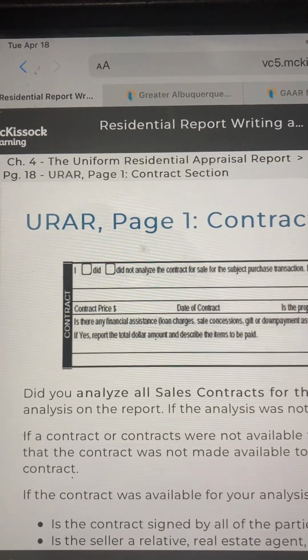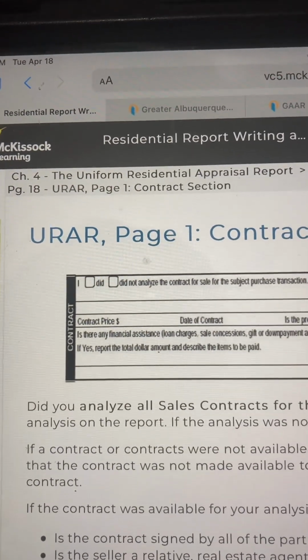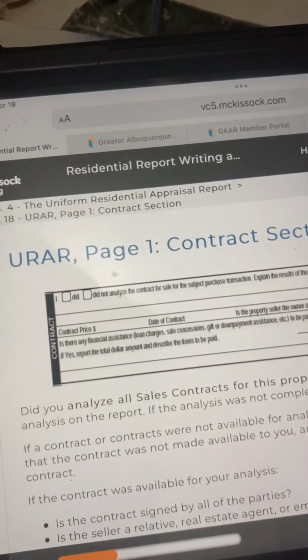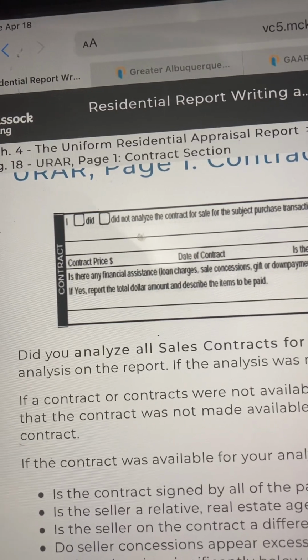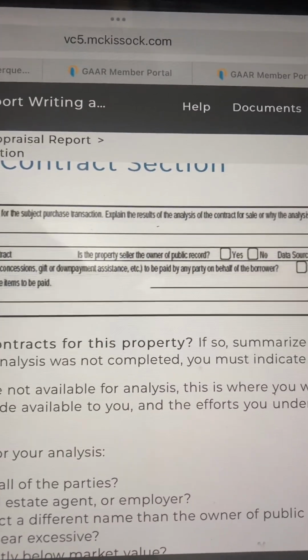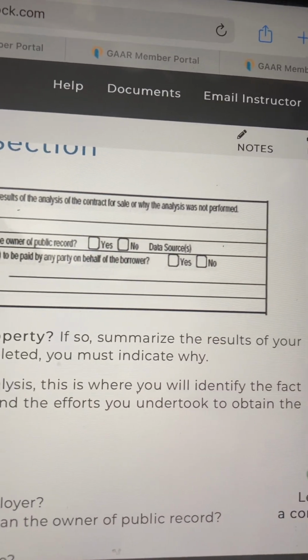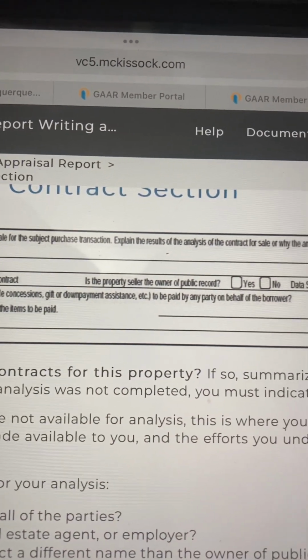Residential Report Writing and Case Studies, Chapter 4, the Uniform Residential Appraisal Report, page 18, URAR, page 1, Contract section. Did you analyze all sales contracts for this property? That's highlighted. If so, summarize the results of your analysis on the report. If the analysis was not completed, you must indicate why.